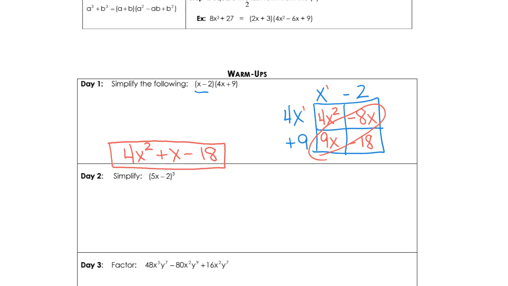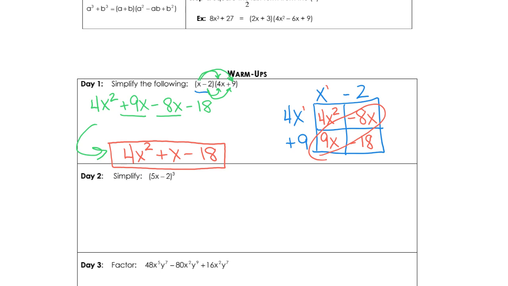Okay, another way that you might see it, and you might like this better because you don't have to set up the box, I call this double distribution. Okay, this x is going to get distributed to the 4x, and x times 4x is 4x squared, the same thing we got in the little box. Okay. And then we can take the x and multiply it by the 9, and that's how we get that 9x. Now that the x has been distributed, we take the negative 2 and multiply by the 4x and get negative 8x. Same thing we got in the box. And negative 2 times 9 is a negative 18. And same thing, guys, your two middle terms are like, and they would combine, and they end up giving you the same exact thing as we got from the box.